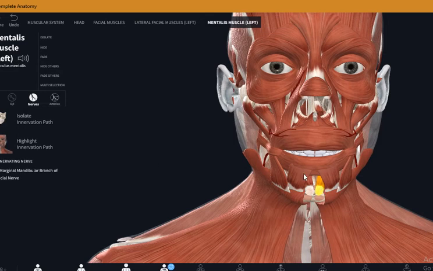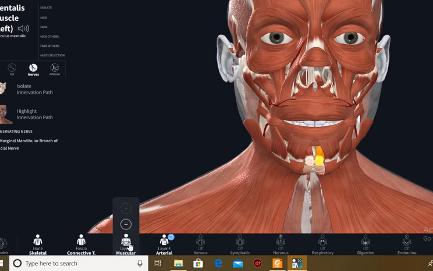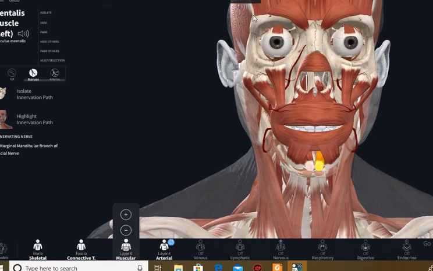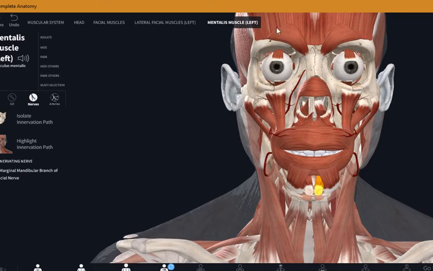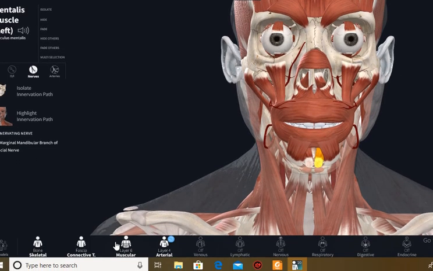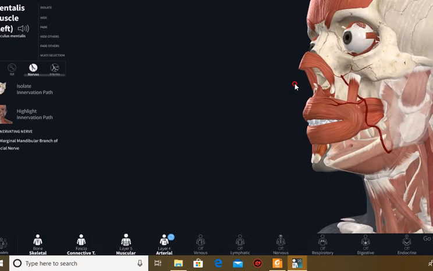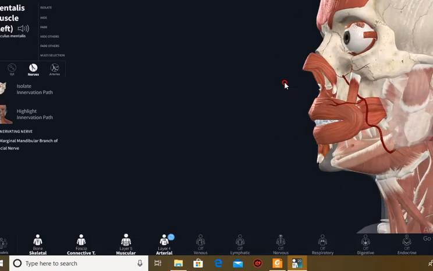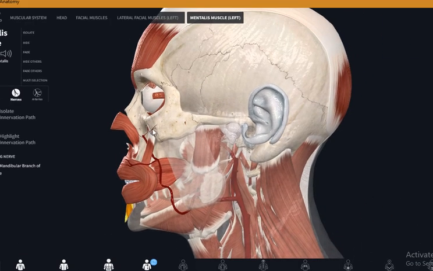So let's try to go deeper into the muscles. We have removed the superficial muscles, the corrugator supercilii and the nasalis muscle. So let's go again slightly deeper. Now when we go slightly deeper, we see another muscle here, and this muscle is called the buccinator.